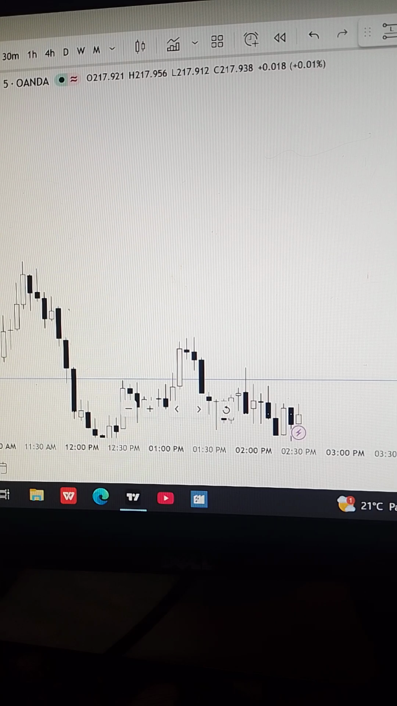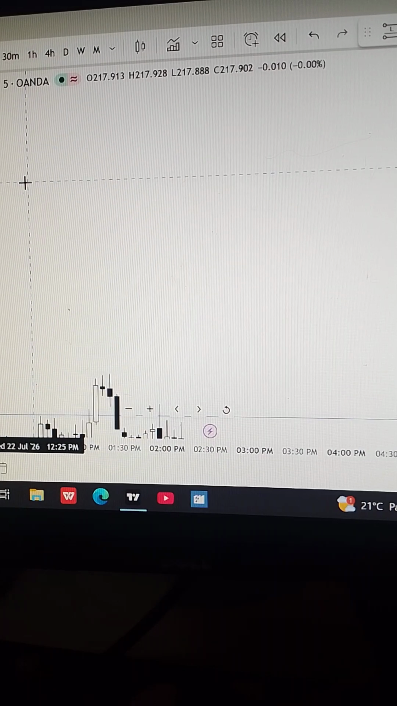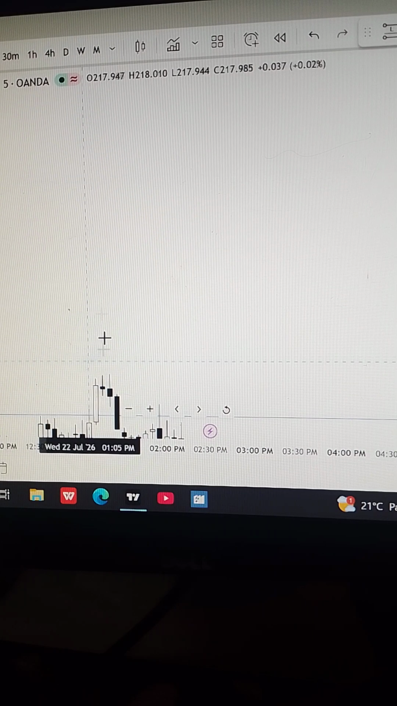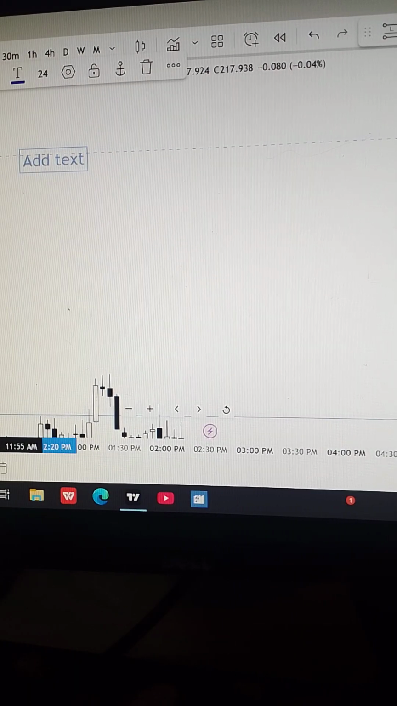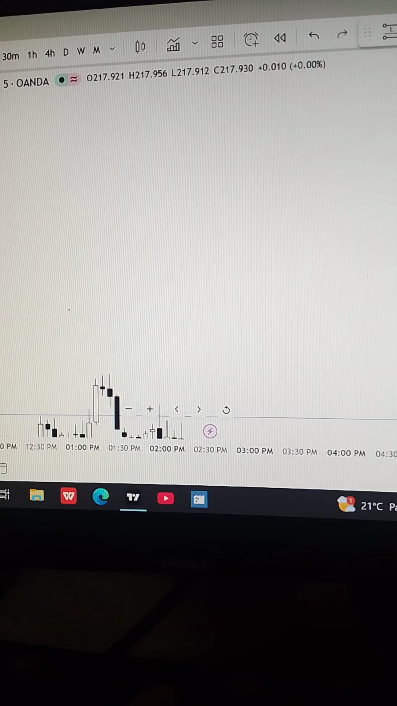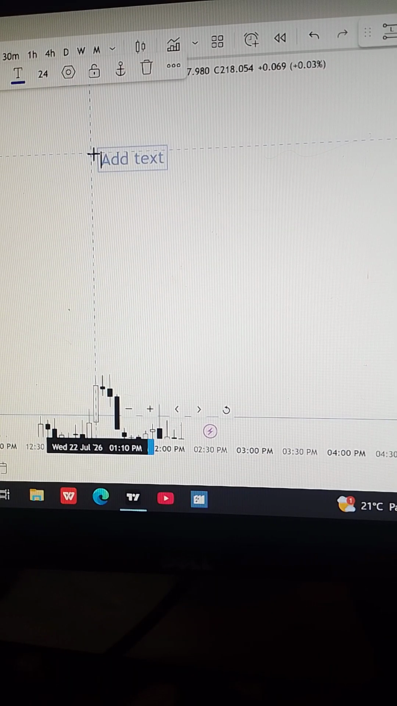So let me highlight them here. When flipping a small account, first you identify the direction of the market, the direction or the bias. Remember, I always mention the daily bias, the direction of the market, and so on.